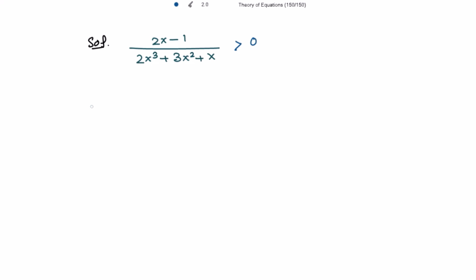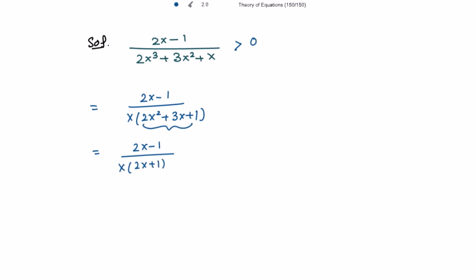How can I write this further? I can write this as 2x minus 1 divided by, let's make the factors of the denominator. If I take x common from this, I get 2x square plus 3x plus 1. And after that, let's factorize this also. So this is 2x plus 1 into x plus 1. I want to make the powers of the factors in the denominator even, so that afterwards we will work only on the numerator.